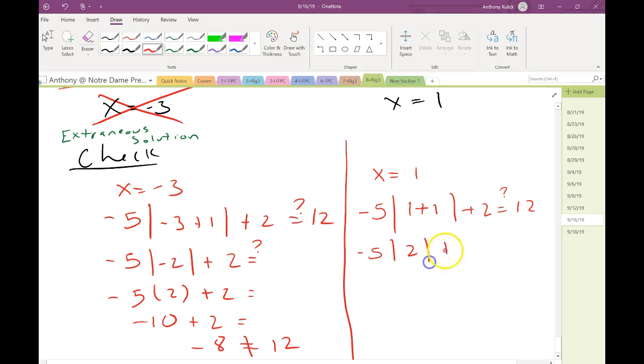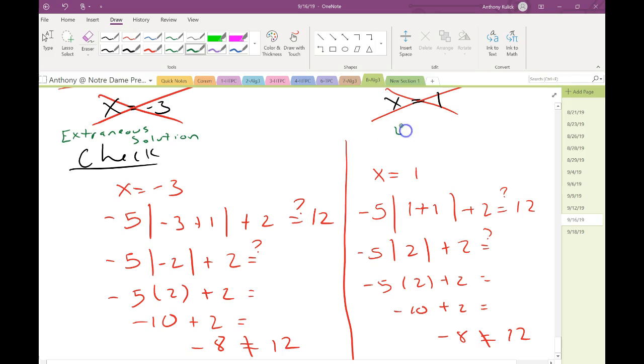So if I do the same kind of thing, I get negative 8 on the one side and 12 on the other. So that one doesn't work either. So this again is another extraneous solution. And since I've crossed off both of my possible answers, what would I say about this problem? Yeah, we'd say there's no solution.